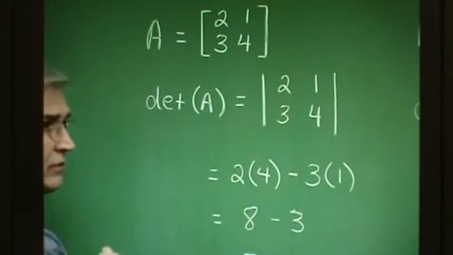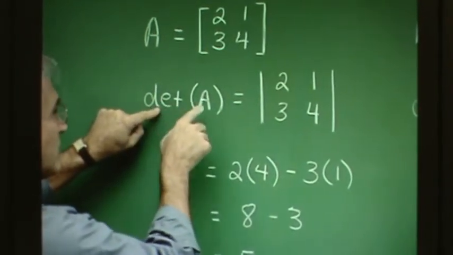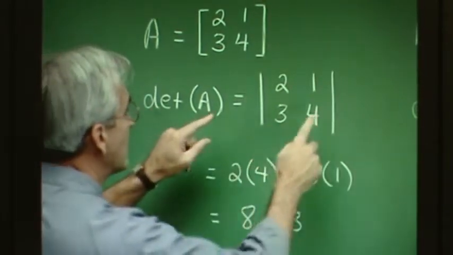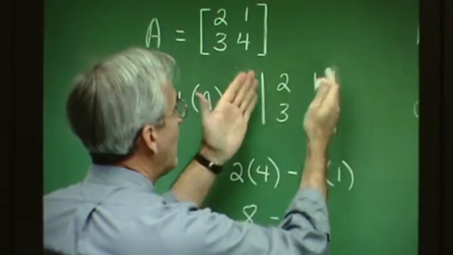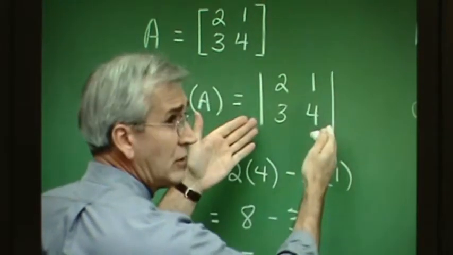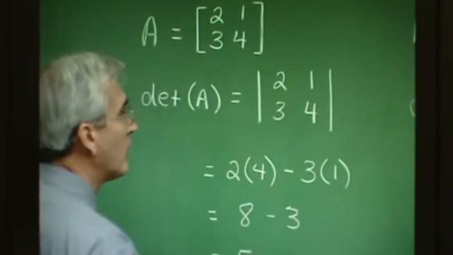Now, the notation for indicating determinant is this. We're going to calculate the determinant of matrix A, and another way to show it is like this, with what looks like absolute value symbols on either side of our matrix entries. And this is not absolute value, of course. It means determinant of the matrix indicated with these entries.